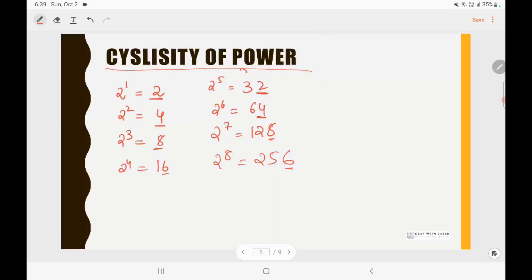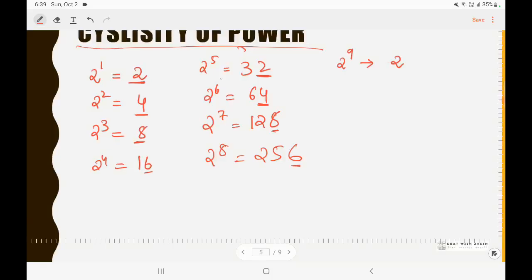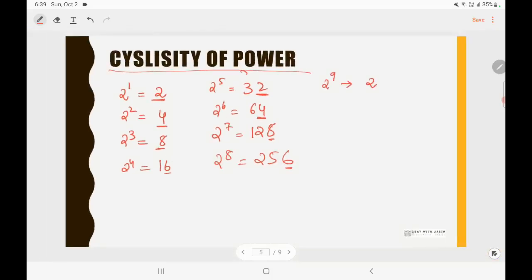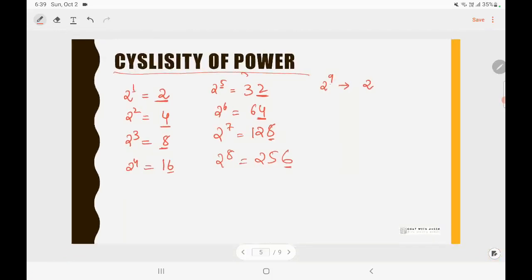So if I ask you what is the unit digit of 2 raised to 9, you will say it's 2, because it's going like 2, 4, 8, 6, 2, 4, 8, 6 like that. So 2 raised to 9, which is 5 plus 4. Because here 1 plus 4 is 5, then 5 plus 4 is 9. Similarly, here 2 plus 4 is 6. Then 2 raised to 10 means 6 plus 4, will have 4 as the unit digit. Similarly, 2 raised to 11 will have 8 as the unit digit. Similarly, 2 raised to 12 will have 6 as the unit digit.